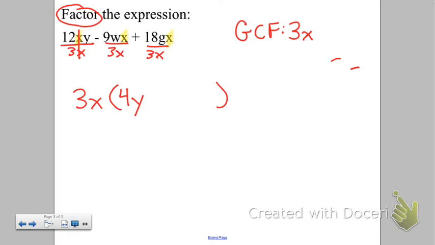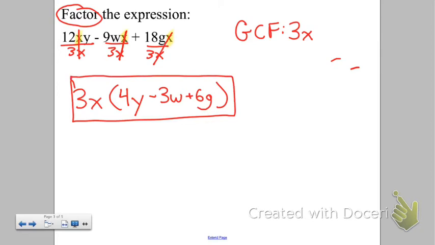Negative 9 divided by 3 is negative 3. x divided by x becomes 1 and just cancels out, so I'm left with w. Positive 18 divided by 3 is 6. Again, x divided by x is 1, cancels out, and I'm just left with a g. So this would be my factored expression.